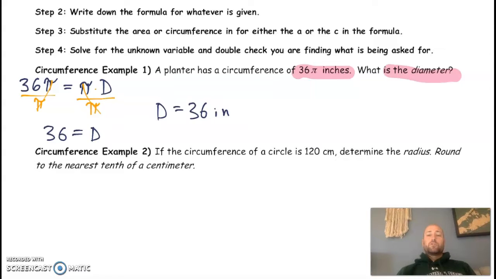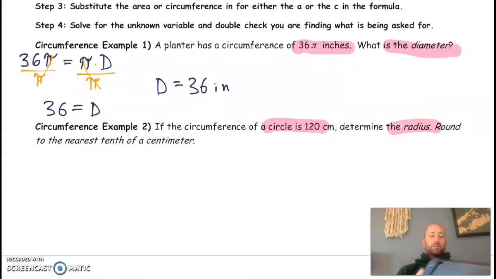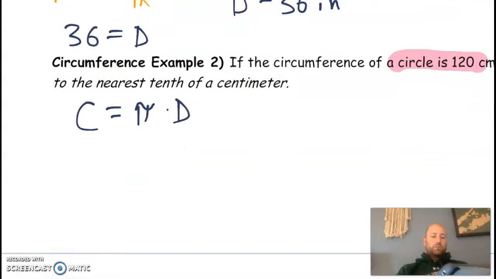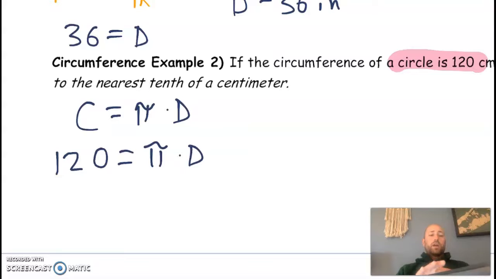So if the circumference of a circle is 120 centimeters, determine the radius. Oh, man. So there's the circumference. This time we're looking for radius, so there will be one more step at the end. So again, circumference equals pi times diameter. I'm going to do it like you could do it in pencil. 120 is your circumference. That is equal to pi times diameter. Well, again, I'm looking for the diameter. Inverse of multiplying by pi is dividing by pi.